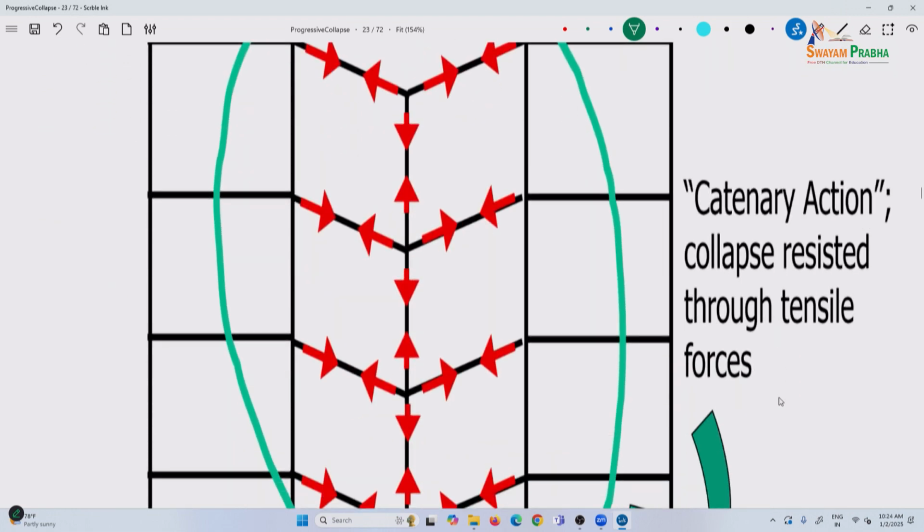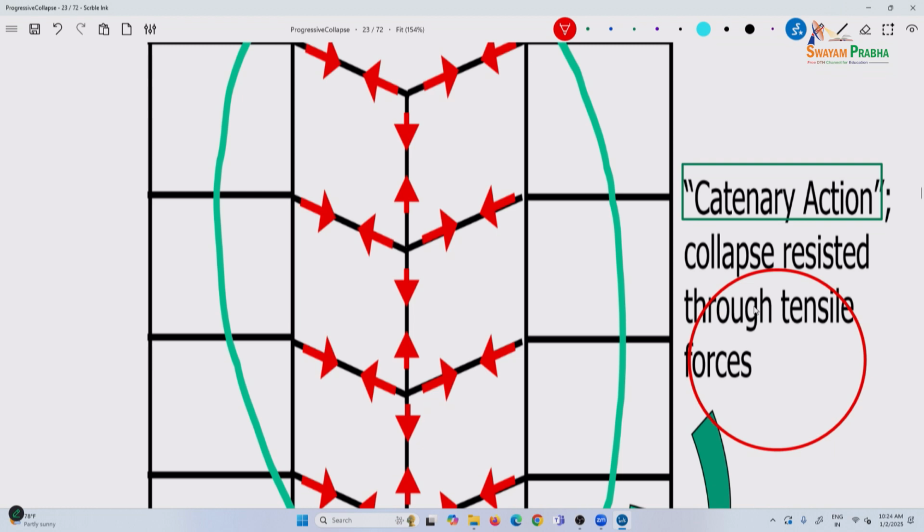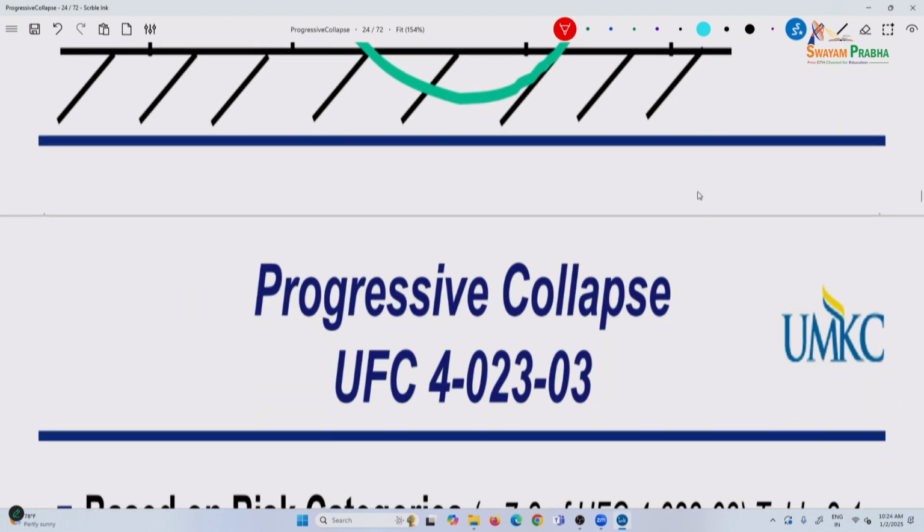So the tie forces act in this manner. This is the way we allow for catenary action. Collapse is resisted through tensile forces, and you will see that we are going to be designing for tensile forces in the slab.